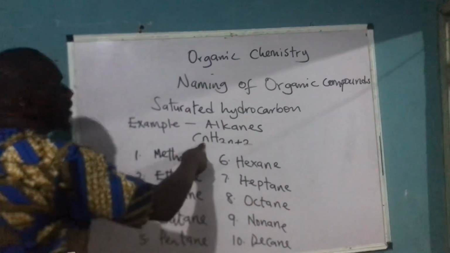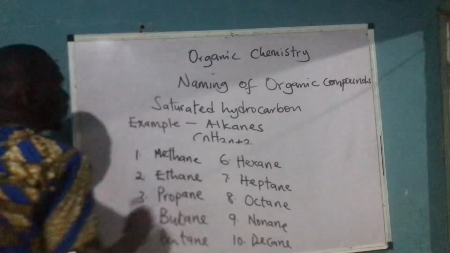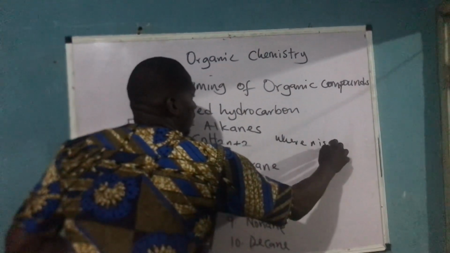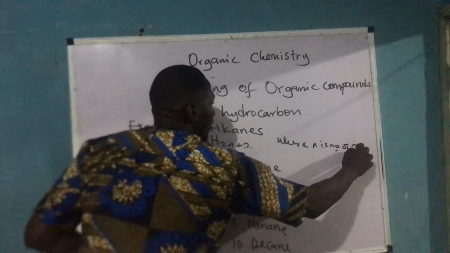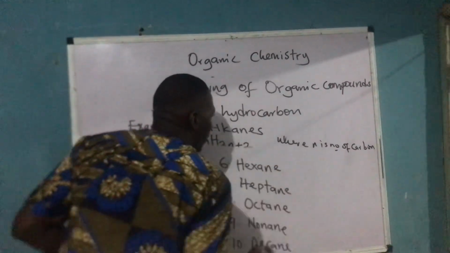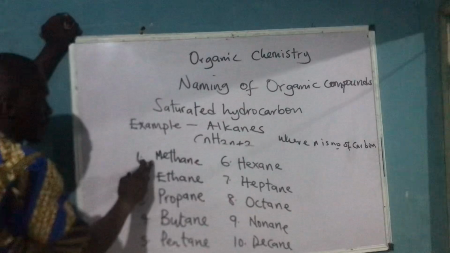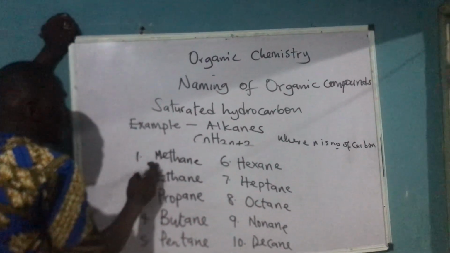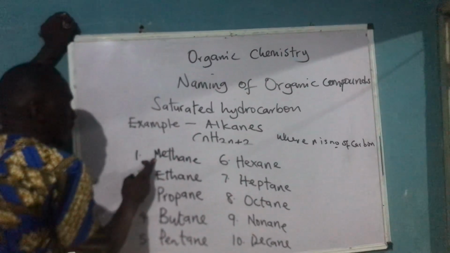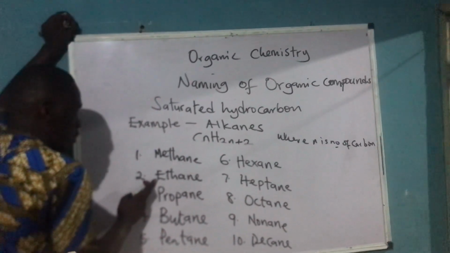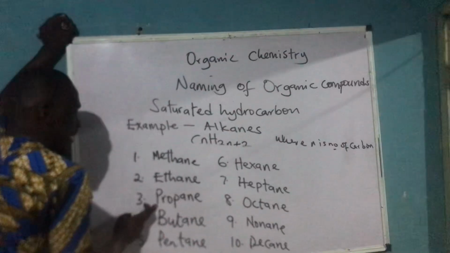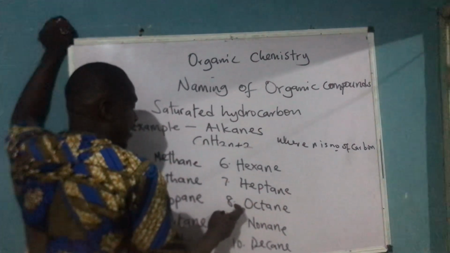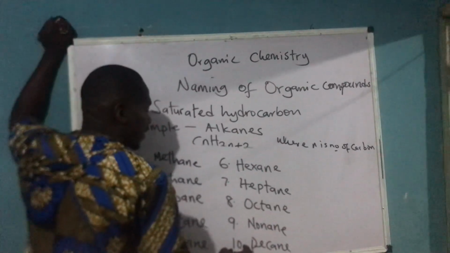Now, remember when I was introducing this family to you, I said they have a general molecular formula of CnH2n+2, where n is the what? Number of carbon. So in the first member of the alkane, the number of carbon present here is 1. The number of carbon present here is 2. The number of carbon present here is 3. And like that, the number of carbon present here is 8. The number of carbon here is 10.